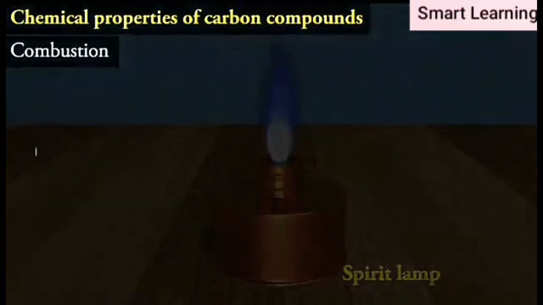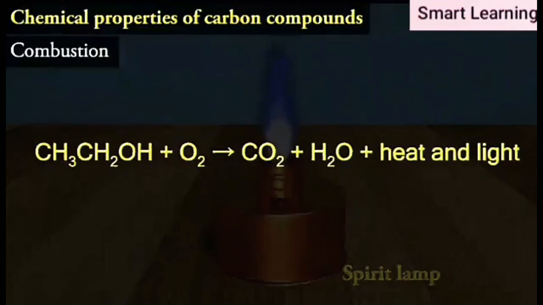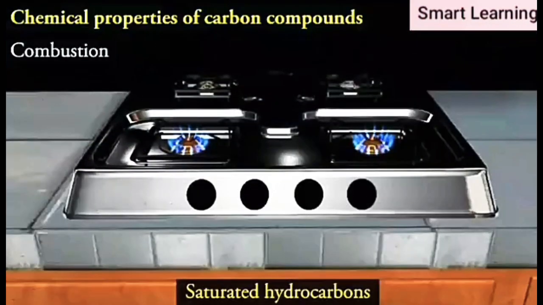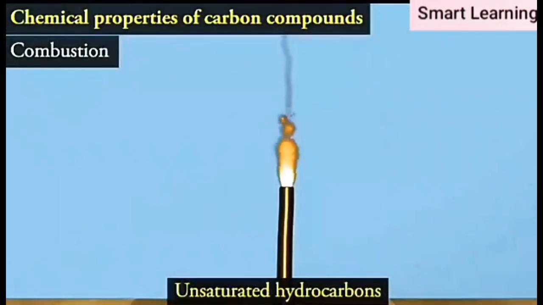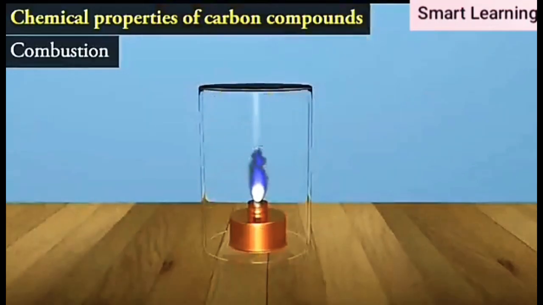Also, CH3CH2OH plus O2 gives CO2 plus H2O plus heat and light. Saturated hydrocarbons will generally give a clean flame, while unsaturated carbon compounds will give a yellow flame with lots of black smoke. However, limiting the supply of air results in incomplete combustion of even saturated hydrocarbons, giving a sooty flame.